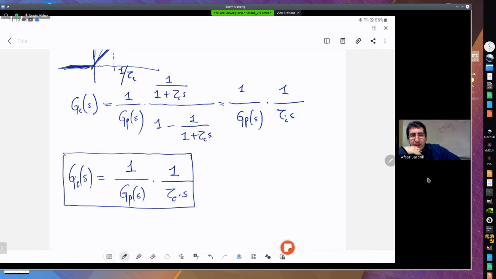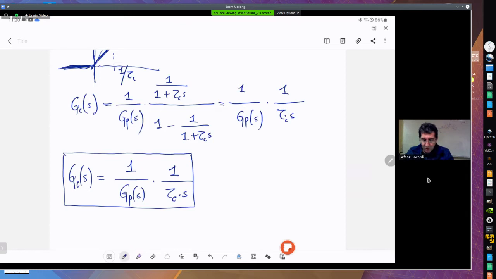For example, we will see that there can be mathematical cancellations when we are calculating the controller, but these are pole zero cancellations that are mathematically valid, but in practice, they may lead to other issues as well. So we will discuss those in a minute.